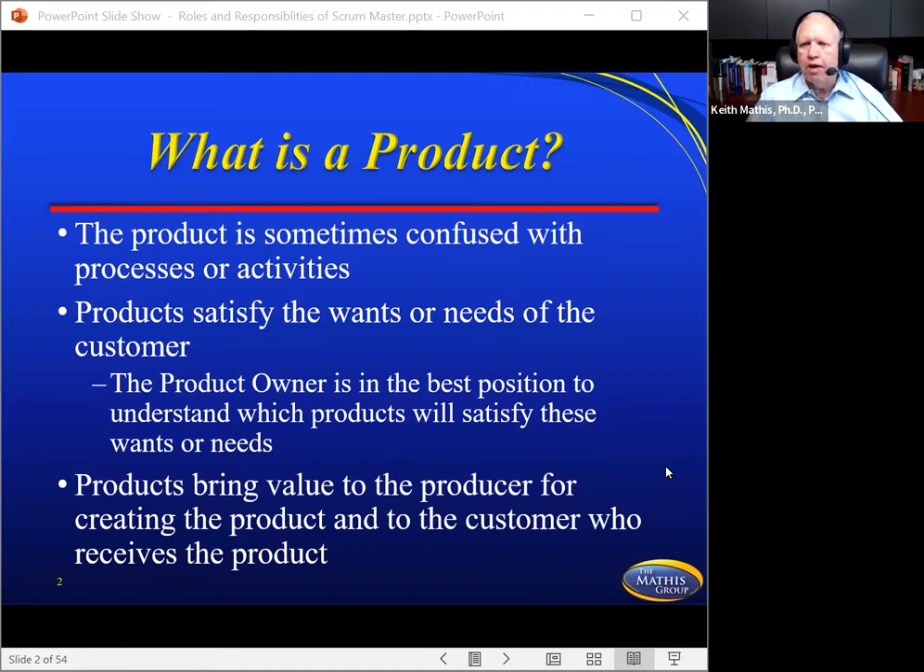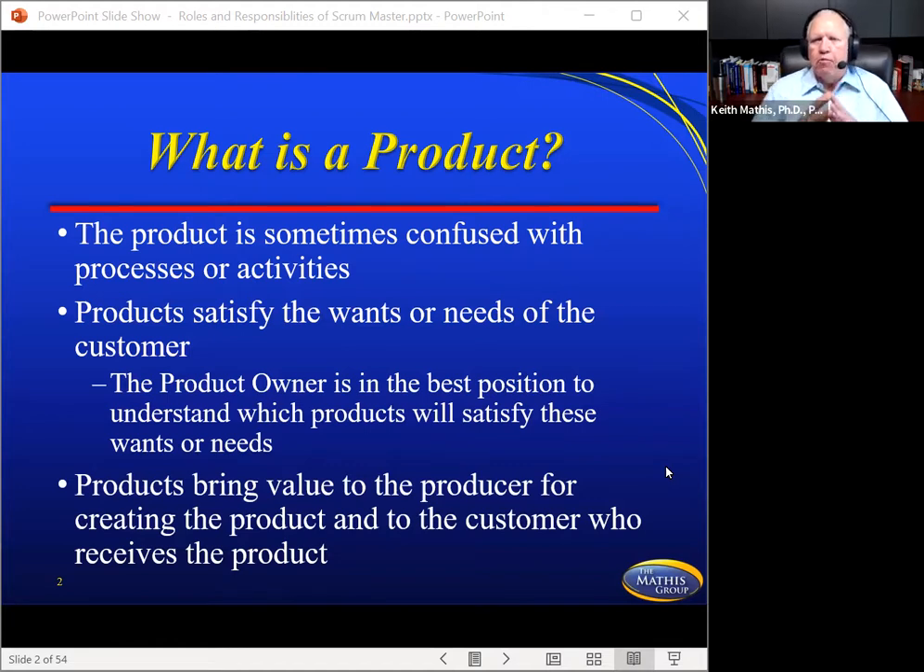There are exceptions to that, and maybe you're working on something that is a little different. But in general, your activities are steps to get to the product, and the product is the outcome, the end result, the piece that you're handing off to the customer. Products satisfy the want or the need of the customer, and of course the product owner is in the best position to understand which products will satisfy these wants and needs. Products bring value to the producer for creating the product and to the customer who receives it.